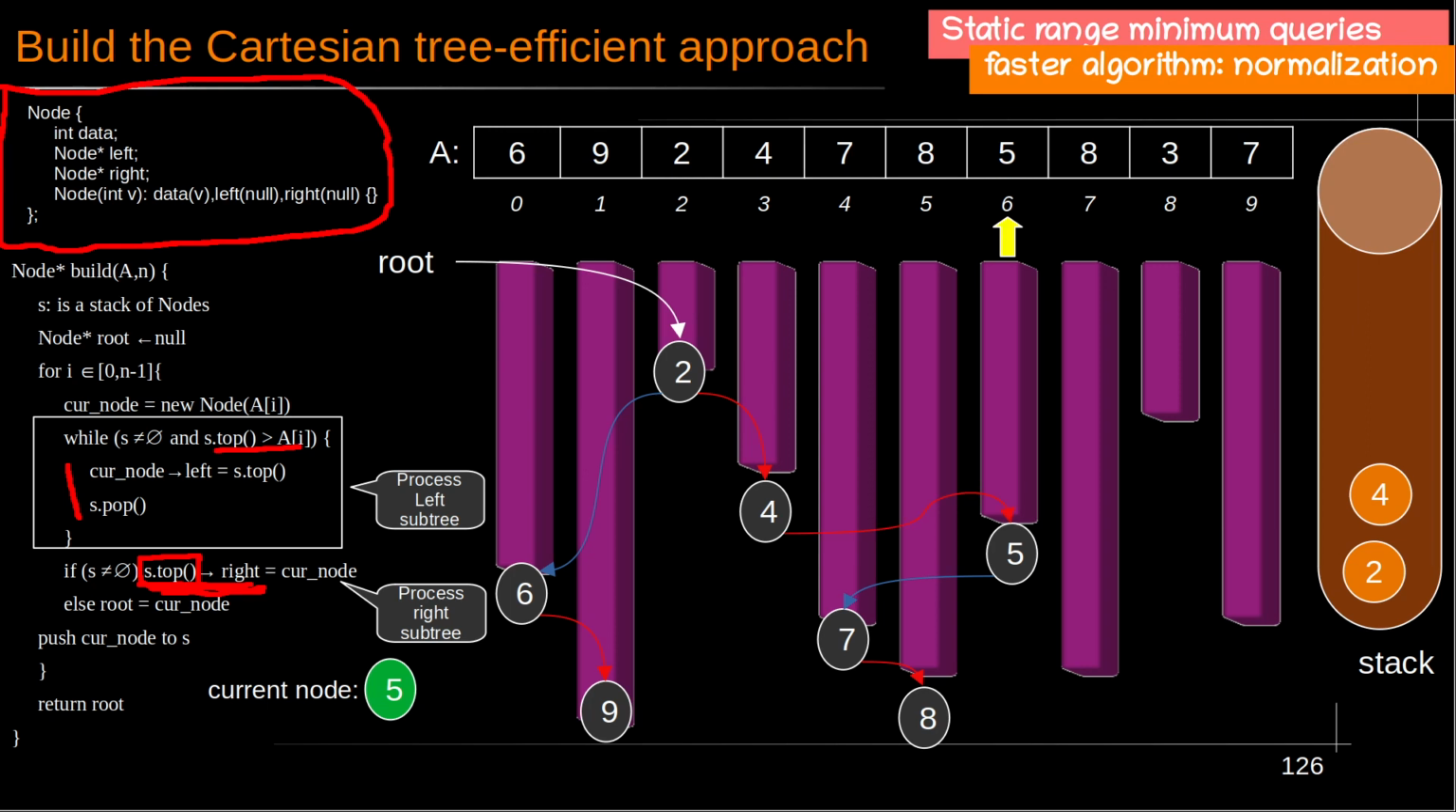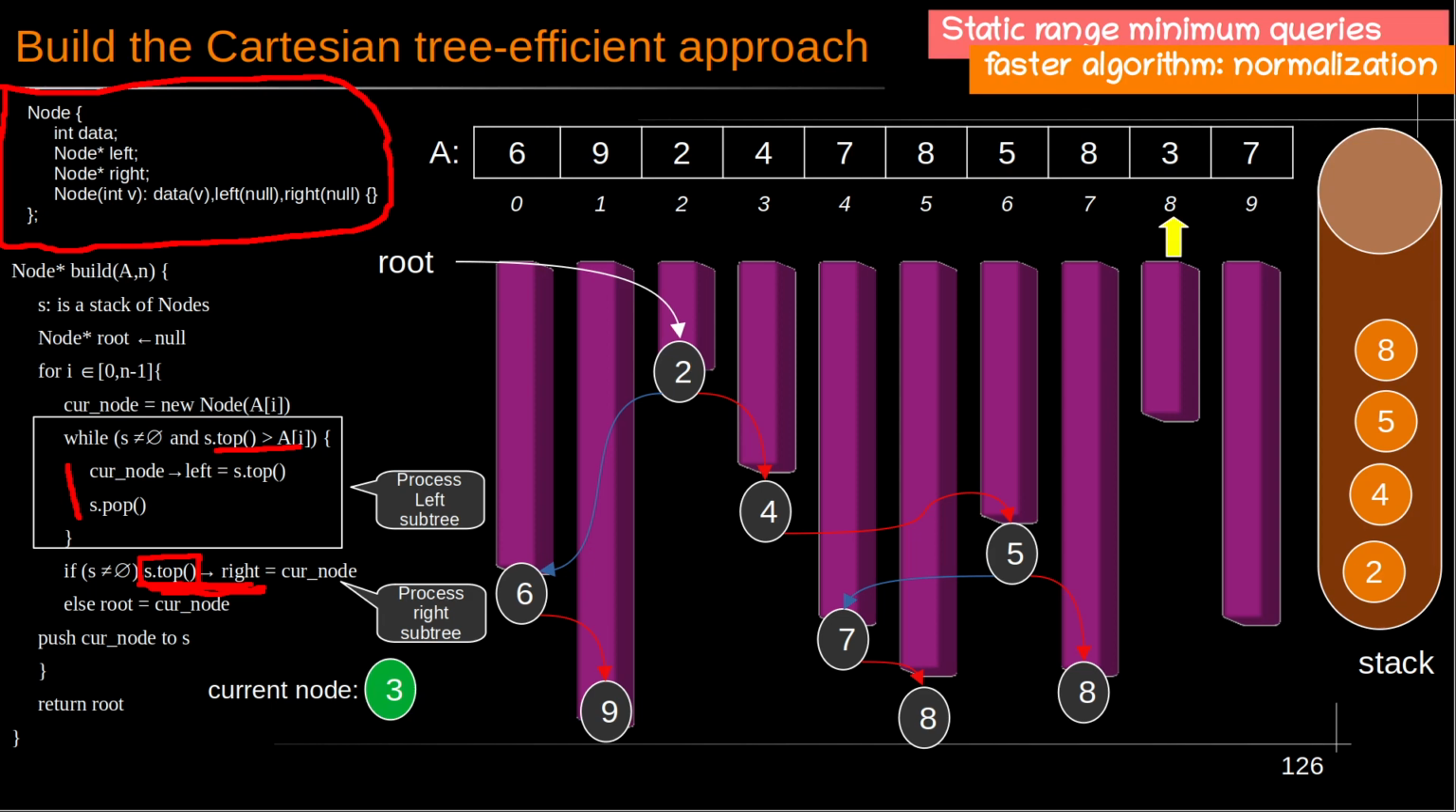For 4, the right of 4 will be the current node. And we push 5 to the stack. And we go to 8. 8 is my current node. I check, is 5 greater than 8? The answer is no. So we will say that 8 will be the right side of the current node. Okay? We push 8 on the stack.